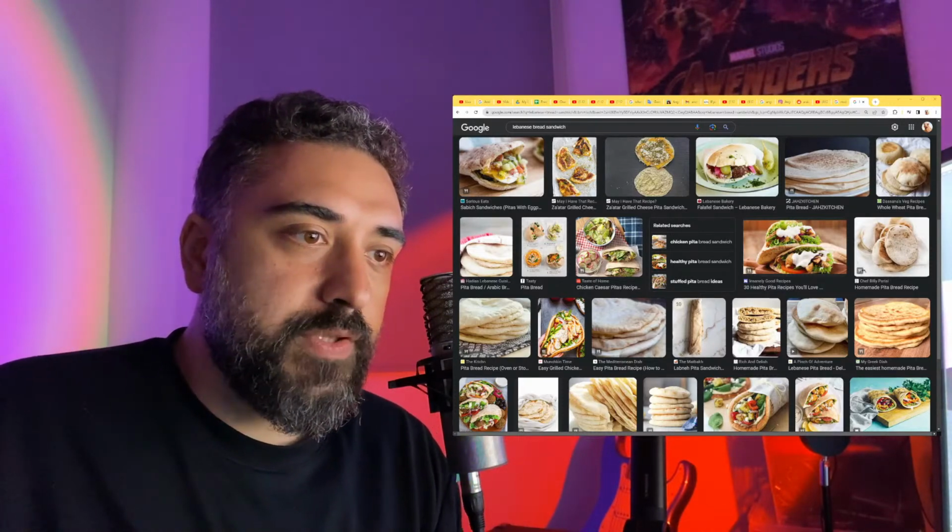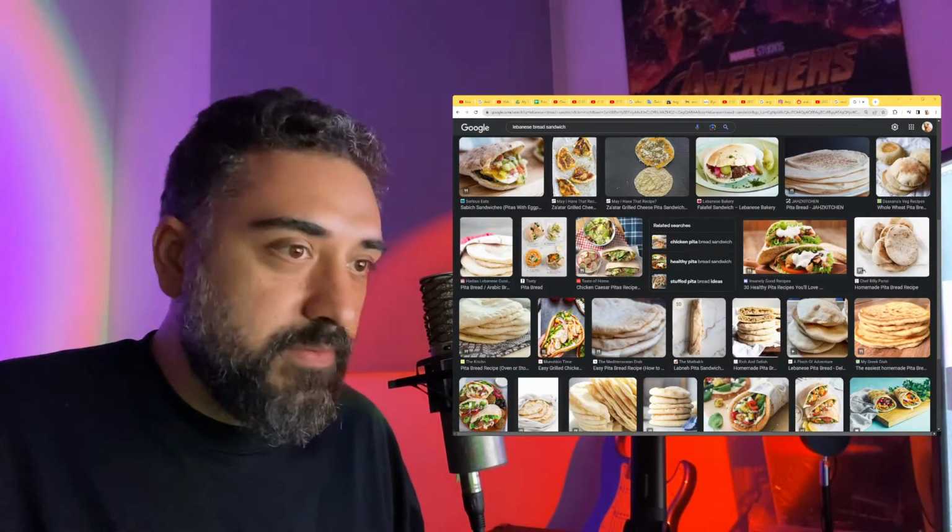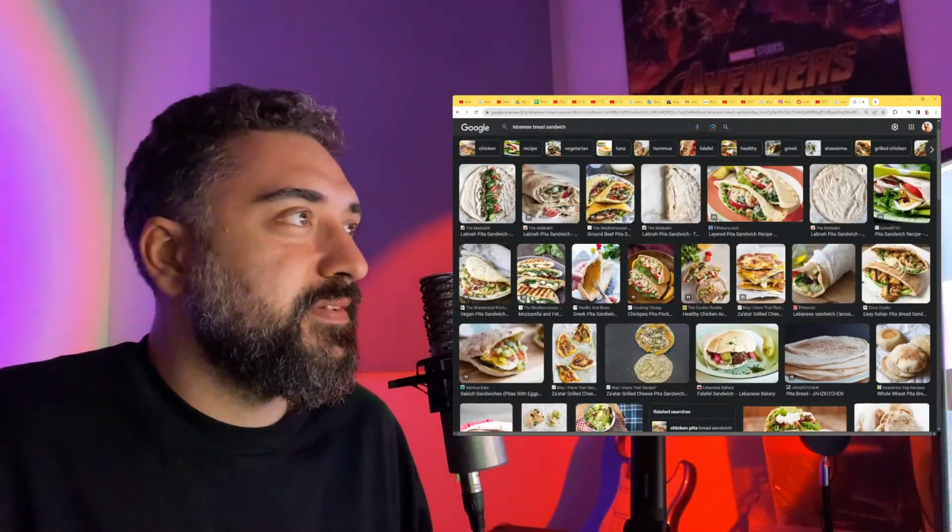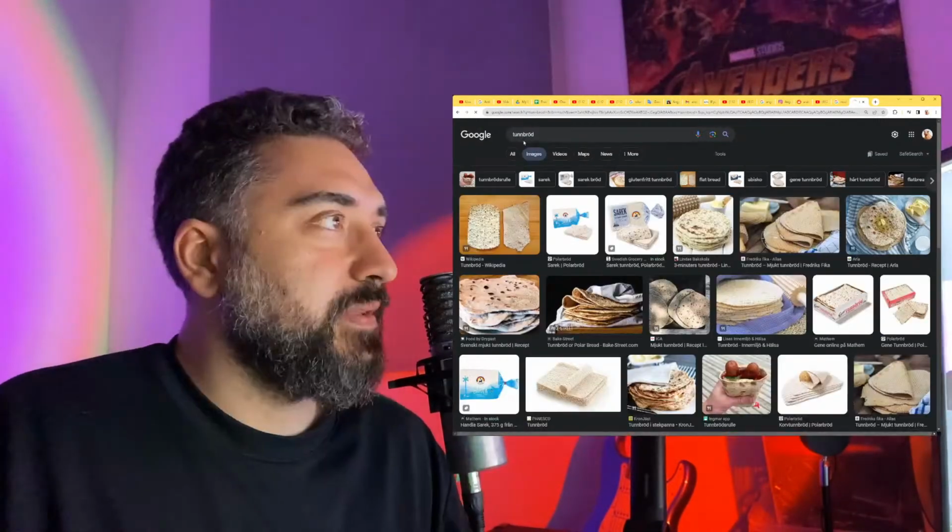We have tunnbröd here in Sweden, which literally means thin bread. Really? Thin bread. I mean, tunnbröd, thin bread.